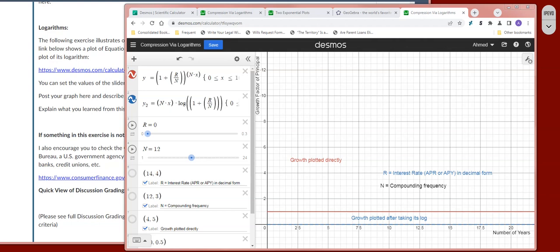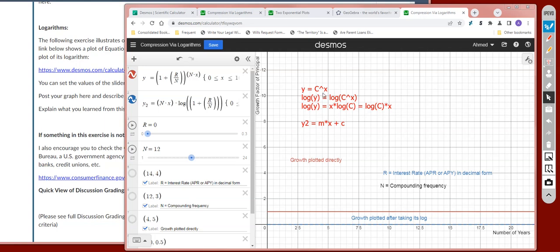So let me come over to this graph, which plots a function, and then it plots the logarithm of that function. So now what I have here is this first equation written in the form of an exponential function, because this big C is equal to this particular term.